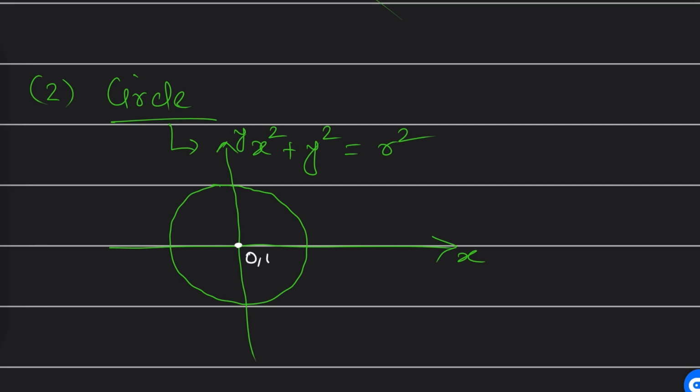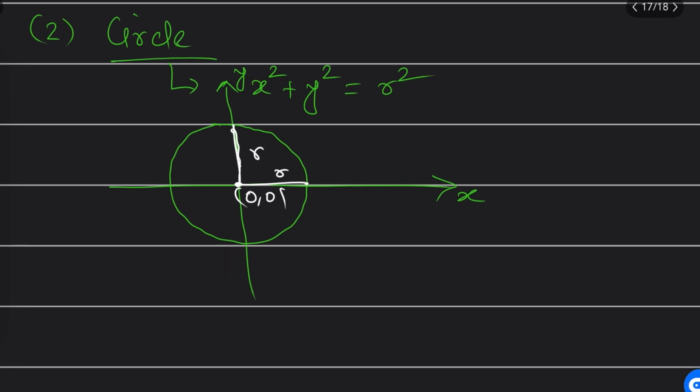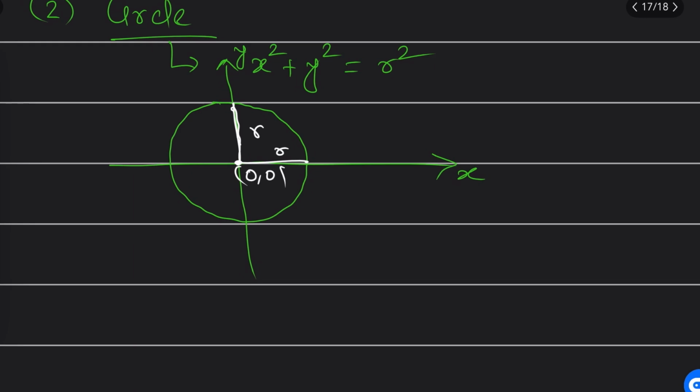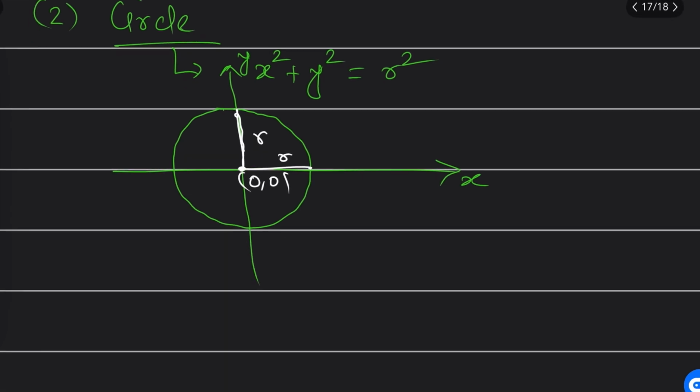This is 0 comma 0, right? Sir, this is radius r, this side also and this side also, right? It means from the center the perimeter or circumference is at equal distance, right? This is the equation of a circle. You should keep in mind whenever you find x square plus y square is equal to r square, the equation will be called a circle equation, right?